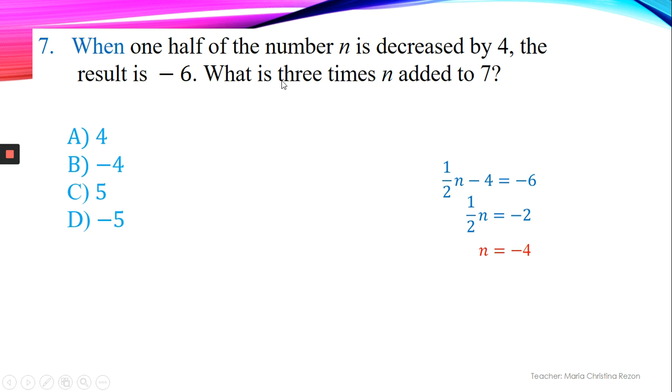But then we still have 3 times n added to 7. So what is 3 times n added to 7? That is 3n plus 7. Substitute n is equal to negative 4. So you'll have 3 times negative 4 plus 7. So you will have negative 12 plus 7 gives you negative 5. Therefore, your answer is letter D.